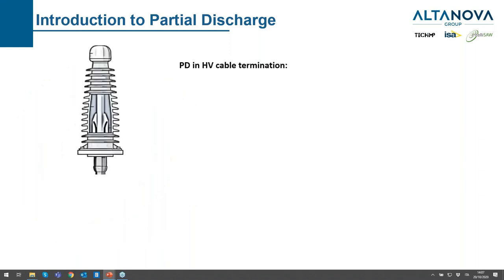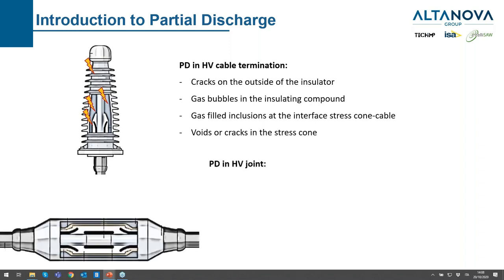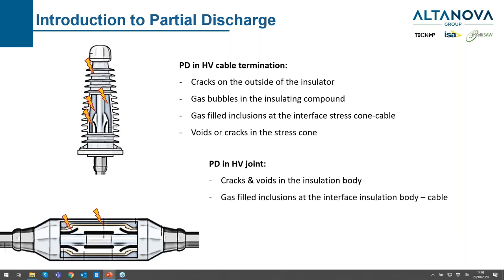Other sources of PD can be in the cable termination. We can have some cracks on the outside of the insulator. We can have gas bubbles in the compound inside of the insulator. We can have also inclusion at the interface between the stress cone and the cable itself. We can have voids or cracks in the stress cone. In the joint, we can have cracks and voids in the insulation body. We can have gas inclusion on the interface between the insulation body and the cable.